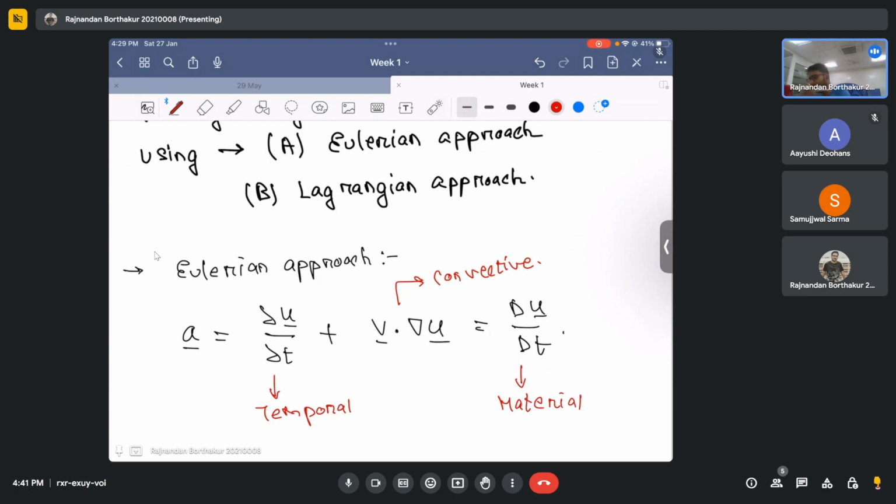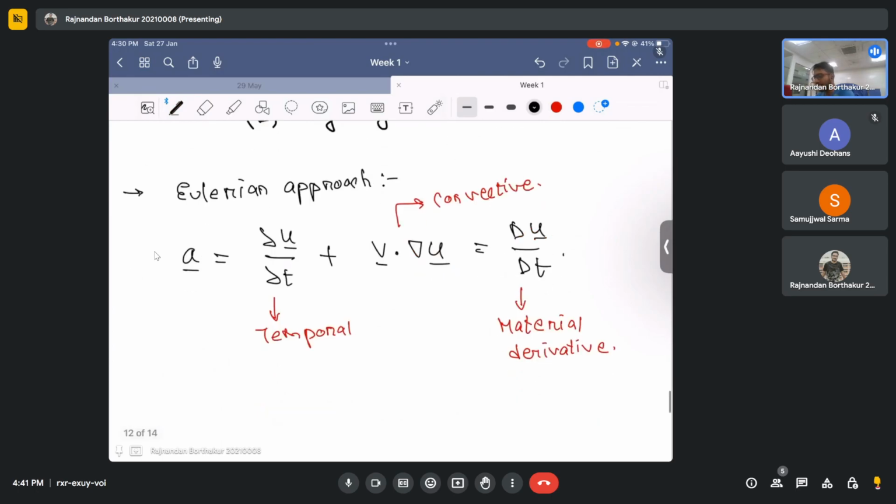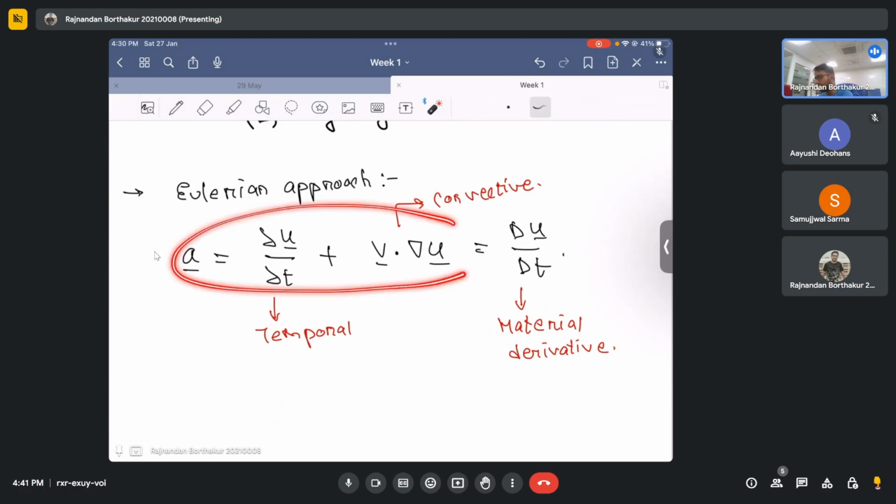And I think you have seen the lecture videos of this week where you understand what the material derivative is. So this is the material derivative, and this is how acceleration looks in the Eulerian description. Of course, this is written in vector form.